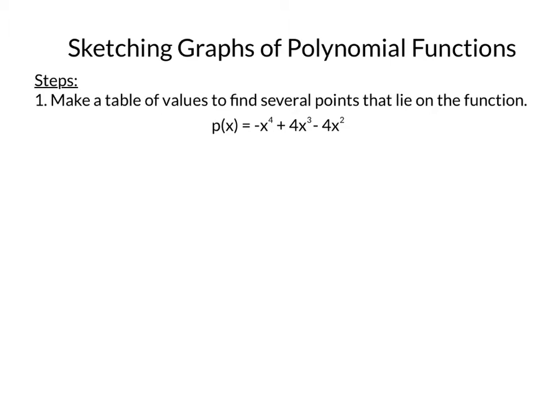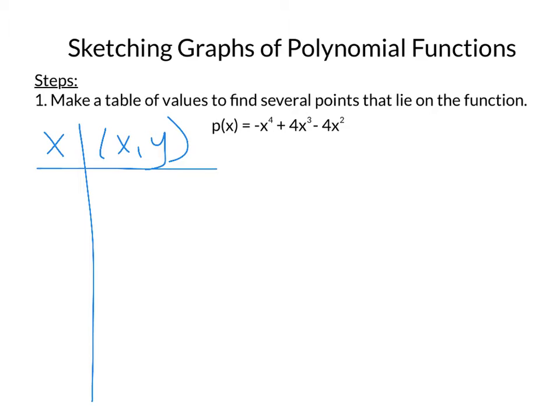Today we are going to learn how to sketch the graphs of polynomial functions, and we're going to do this in just two simple steps. Our first step is going to be to make a table of values to find several points that lie on the function. When I make my table of values, I'm going to choose several values to substitute into my function for x so that I can get a point to graph in my second step. Here I'm going to choose to plug in the values of -3 through 3 into my function.